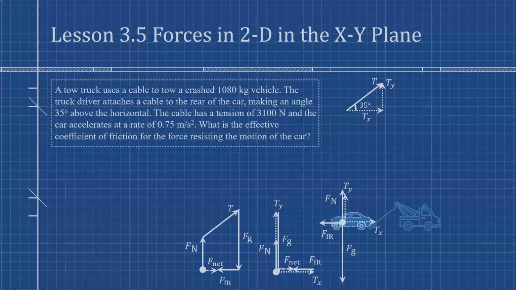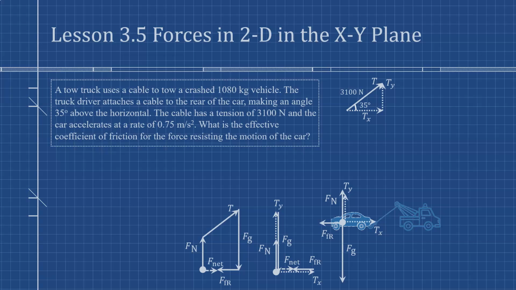In this case, I'm given the information that the cable has a tension of 3,100 newtons. And I'm going to assume from the way it's worded in the problem that's not a component vector, that's the actual diagonal vector, 3,100 newtons. And it's at 35 degrees above the horizontal. With this information, I now know enough to solve for the other two sides using trigonometry.